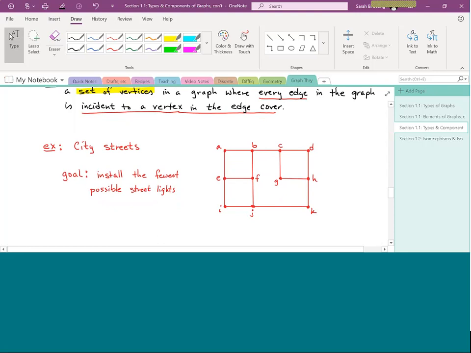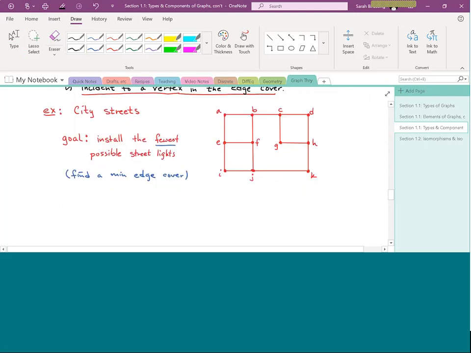All right, so our goal is actually to try to find an edge cover that includes the smallest number of vertices possible. Okay, so in terms of the actual math, we are going to find a minimal edge cover. So that's the math terms. All right, so let's see how to do this.